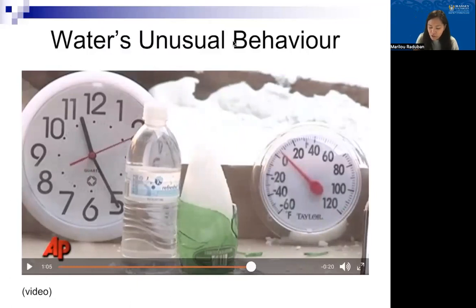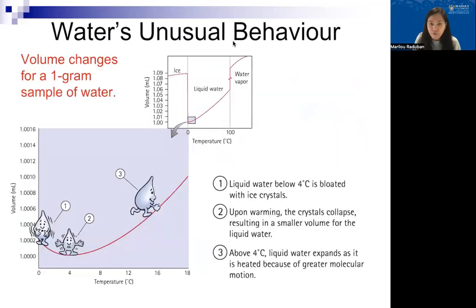So you can see there the expansion of ice when it freezes, and that's quite unusual, because we said that objects should contract when the temperature decreases, except for water. So here is the graph of the volume of water as a function of temperature. The y-axis is volume, the x-axis is temperature.